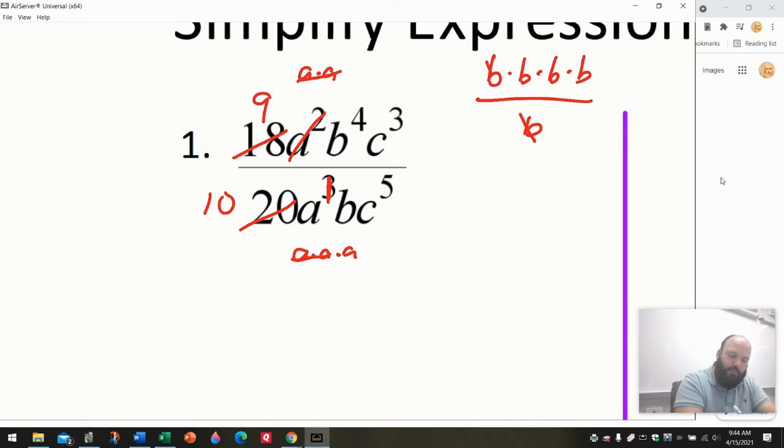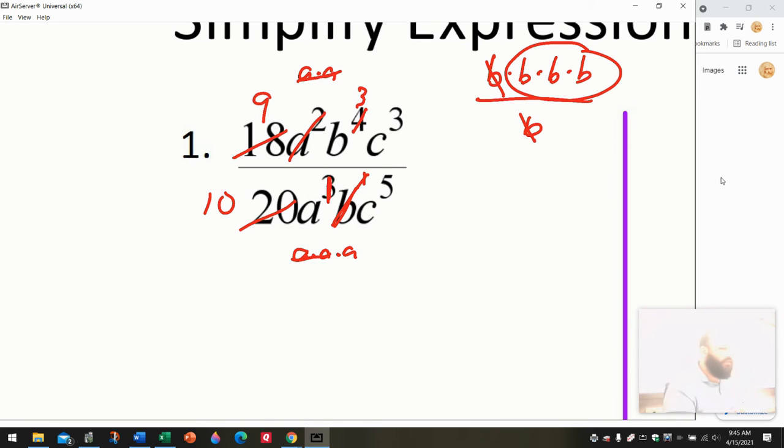When I cancel 1 from the top and the bottom, you can see that I'm left with 3 on the top. Now, showing that in this fraction, the b's, this one would completely cancel, and this is a b to the first. 4 minus 1, so we're subtracting the exponents. 4 minus 1 would be 3. So this whole one goes away, and this one would turn into 3.